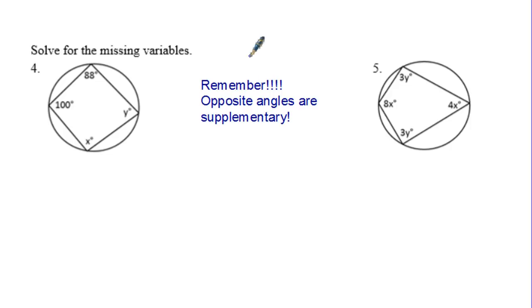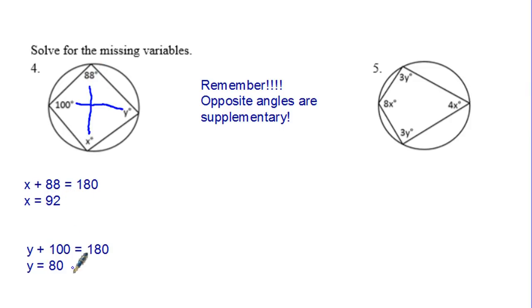And then the last problems that we're going to look at here are those quadrilateral problems. I want to remind you, opposite angles are supplementary. Opposite angles, the ones that are across from each other, are going to add up to equal 180. So you're going to do two separate problems here. You can say x plus 88 equals 180. Subtract 88, solve for x, you get 92. And then y plus 100 equals 180. Subtract 100 from both sides, you get y equals 80.